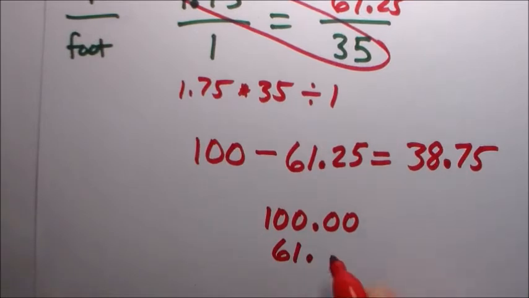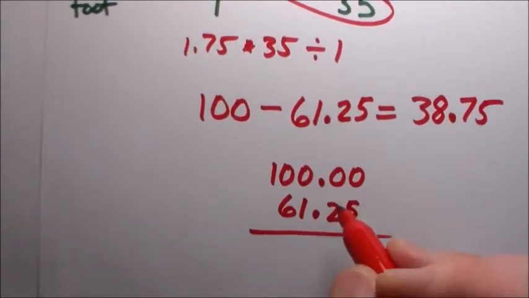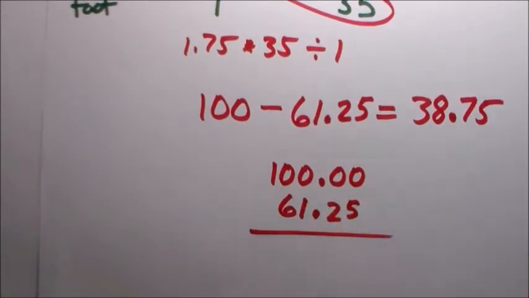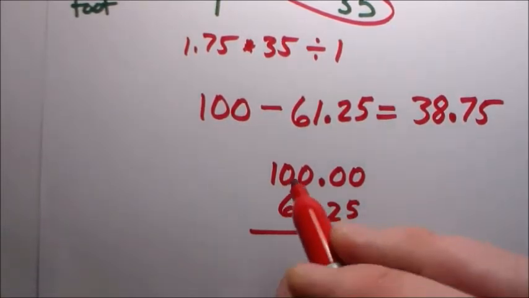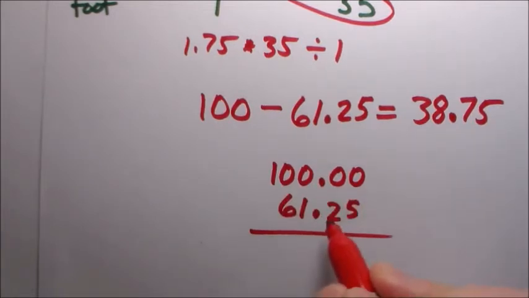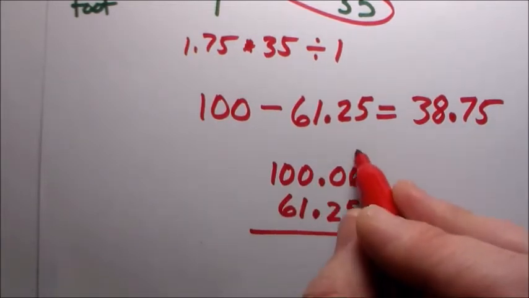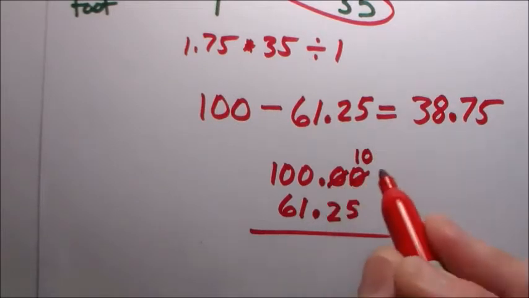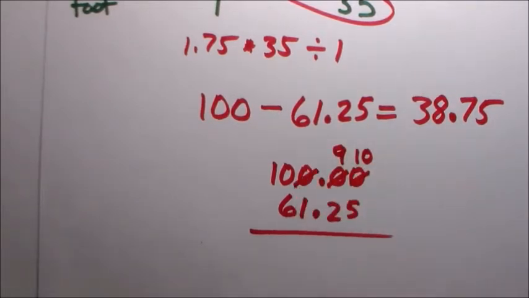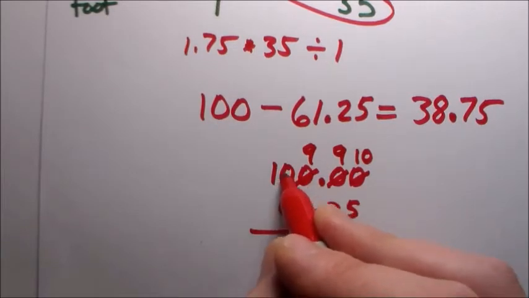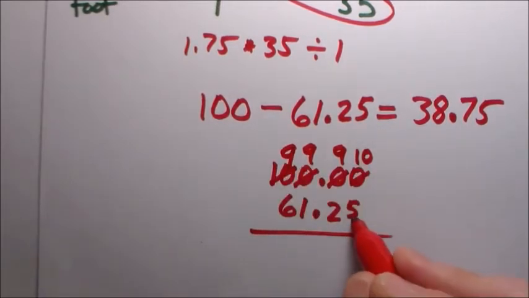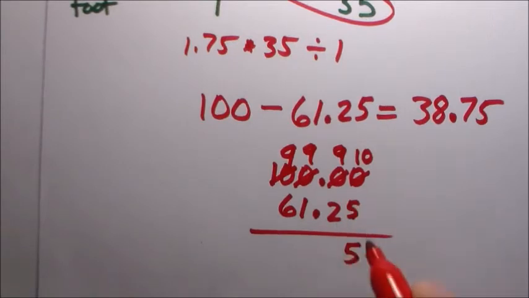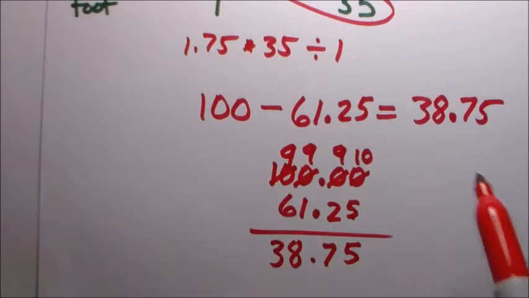Line up those decimal points when you subtract, and you've got to regroup and regroup and regroup. Got to do a lot of regrouping, right? So in order to make this 0 a 10, this 0 a 9, this 0 a 9, and this 0 a 9. And you have 10 minus 5, 5, 9 minus 2, 7, 9 minus 1, 8, and 9 minus 6, 3. 38.75.